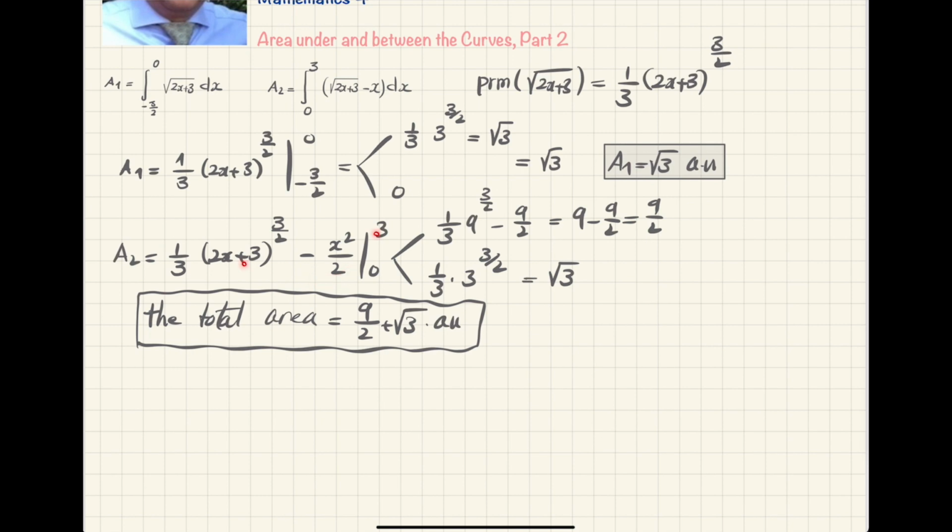Now I put 3 here. This is 6, 9. 1/3, 9 to power 3 over 2, minus 9 over 2. If I calculate 9 to power 3 over 2, it is 3 to power 2 to power 3 over 2. So it is 3 to power 3, it's 27. But I have a division by 3, it is 9. And then I have minus 9 over 2 at the end. Yes. So 9 minus 9 over 2 is definitely 9 over 2. And then I put a 0 here. If I put 0 here, this is gone. This is 3 to power 3 over 2 divided by this one. Again, this is this one.